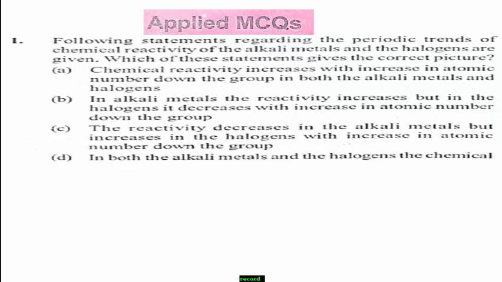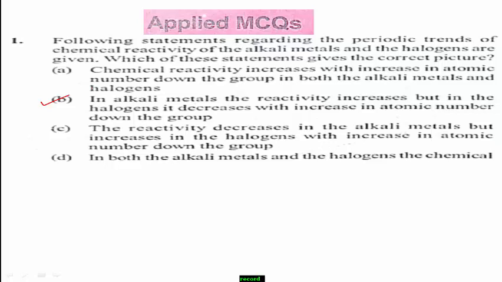Therefore, the right answer for the given question is option B. In alkali metals, the reactivity increases, but in the halogens, it decreases with increase in the atomic number down the group. Okay students, one theoretical concept, if you want to know more about this question, see here.